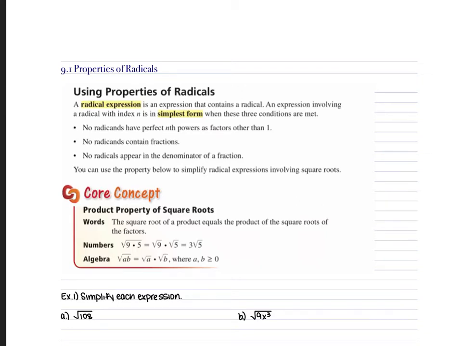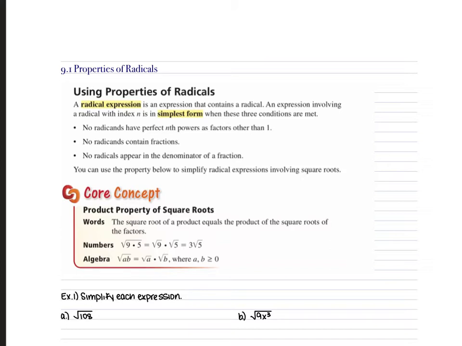9.1 goes over properties of radicals. With these radicals, you have a couple different things to keep in mind when you are simplifying them. There is a number underneath the radical sign. That radical sign kind of looks like a little check mark with a long line to the right of it.